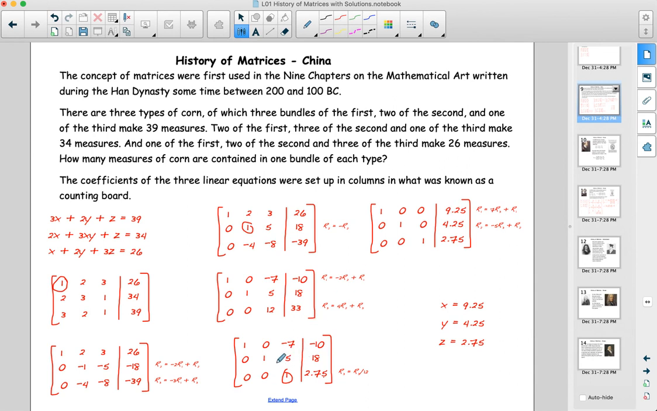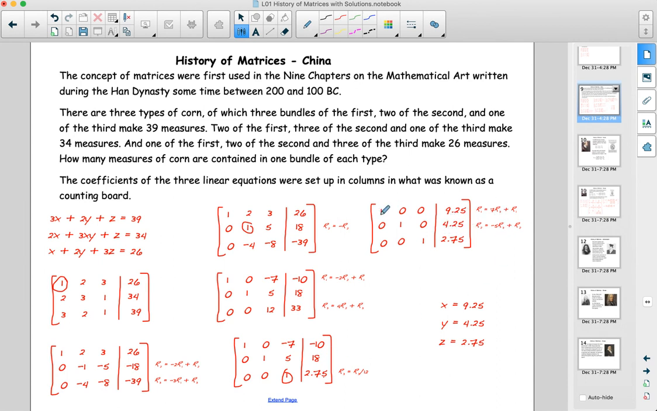And to zero this one out, we were going to multiply by 5. So 0 times 5 plus 0 is 0. 0 times 0 plus 1 is 1. Oops, sorry, we're doing negative 5. Let me repeat that because it has to be the opposite sign. So 0 times negative 5 plus 0 is still 0. 0 times negative 5 plus 1 is still 1. 1 times negative 5 is negative 5 plus 5 is 0. And now 2.75 times negative 5 plus 18 will give us 4.25.